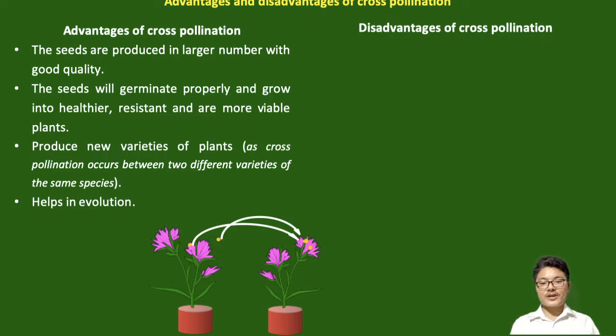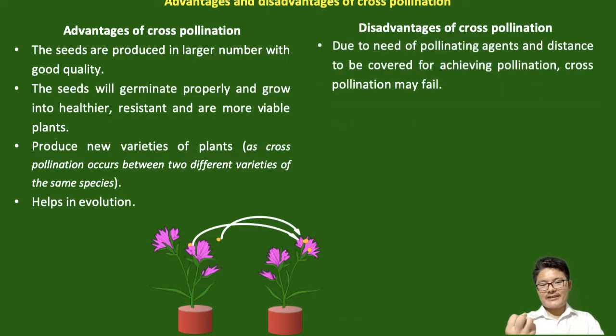Now let's discuss the disadvantages of cross-pollination. As we have already discussed the advantages of cross-pollination, we could draw out the disadvantages of cross-pollination. The first disadvantage is there is high chance of failure of cross-pollination, as the pollen grain has to travel for long distance in order to achieve pollination.